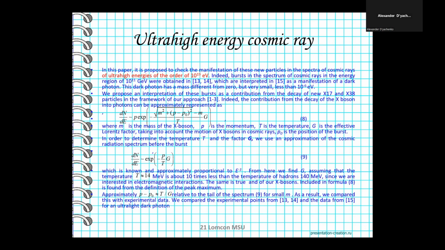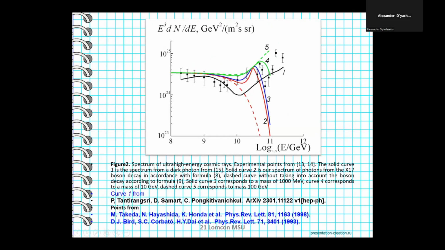By this formula, we can reproduce the experimental data from ultra high energy cosmic rays. The parameters J and T were obtained from cosmic ray spectra proportional to E to the power -3. This is a spectrum of ultra high energy cosmic rays.